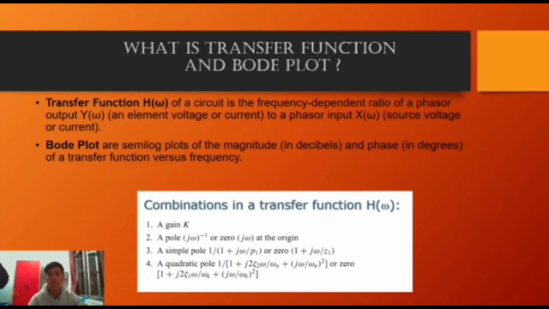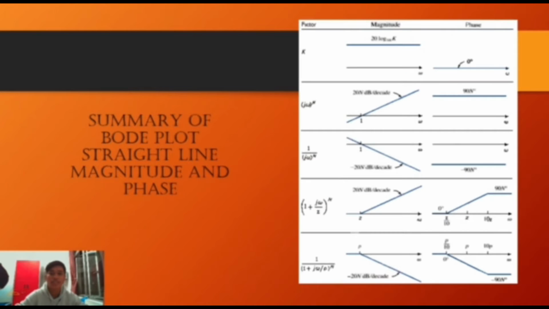The first one is a gain K. The second is a pole or zero at the origin. The third is a simple pole or simple zero. The fourth is a quadratic pole or quadratic zero. So this is a table summarizing the straight-line plots of magnitude and phase.